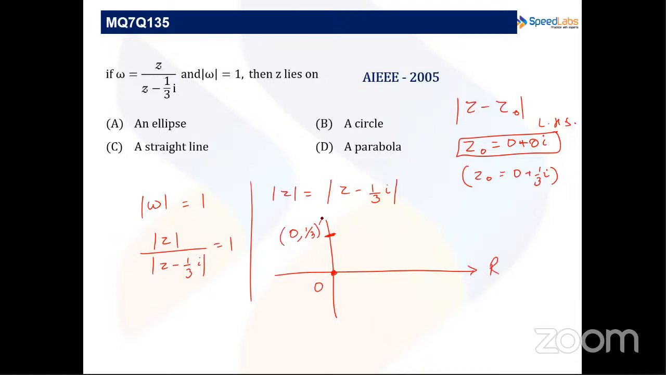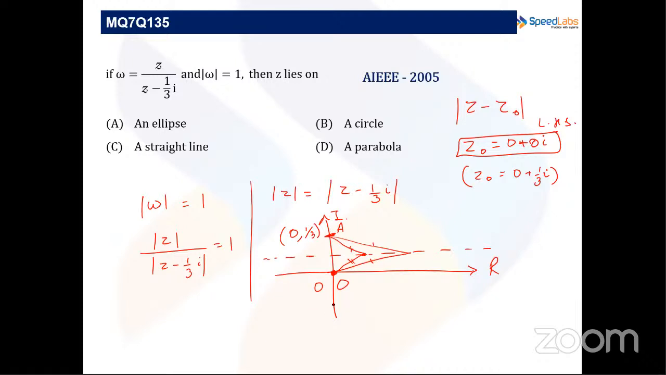This is our real axis, this is our imaginary axis. So it is given that a point lies such that the complex number representing it is equidistant from the origin and this point A. So obviously that point will lie on the perpendicular bisector, because these two distances will always be the same.